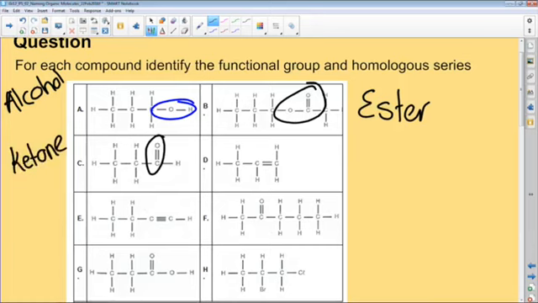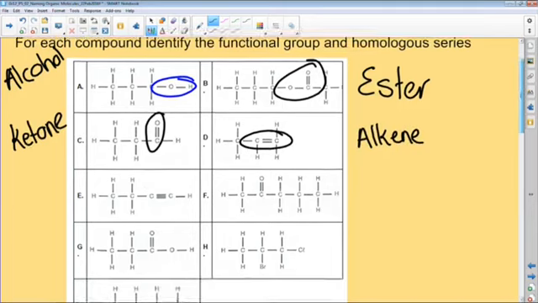And over here, we look at D, and D, we have a double bond between the carbons. Double bond between the carbons makes this an alkene. All right, how are you doing so far? Hopefully, you're going, yes, we got this. I hope so, because this is important.